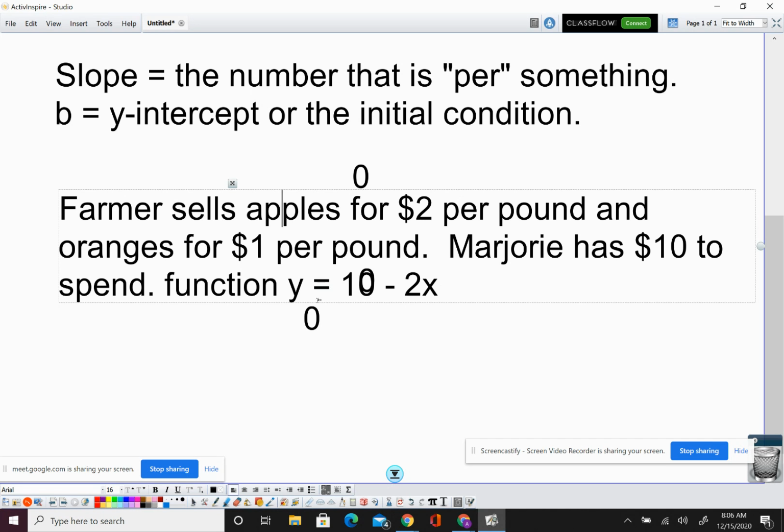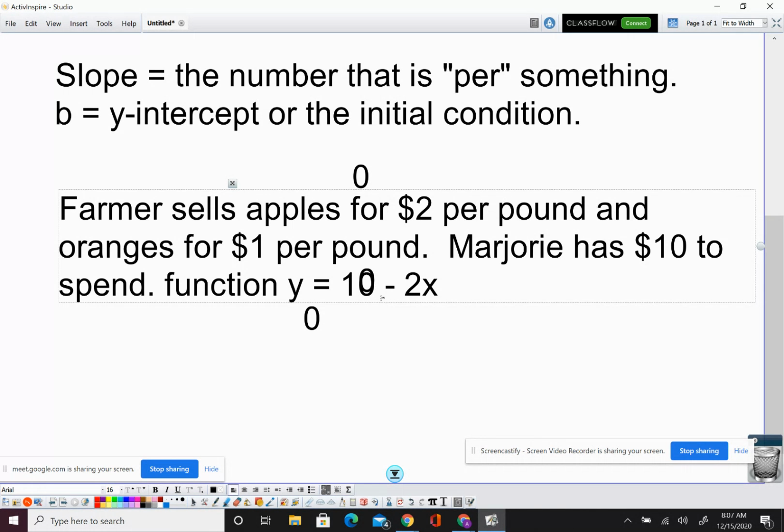So it says the number of apples is the x and the oranges is y. And if you look out in front of the y, what's the implied number out in front of the y? It's 1. And the 1 refers to the $1 per pound. So they want you to graph the function and interpret the points on the graph.